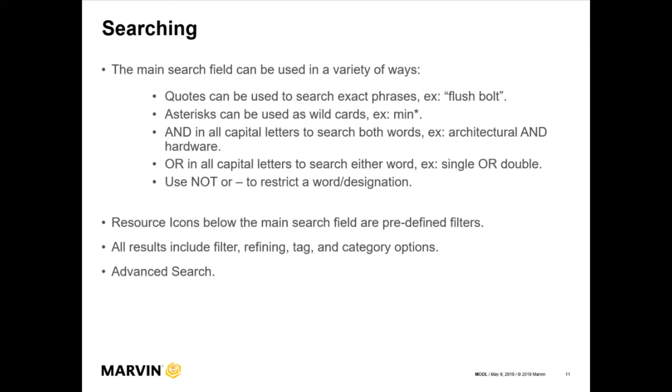The asterisk can be used as a wild card to help you increase the number of results that you're getting. Then there are capital letters and searching for both words. If you're not using the quotes, you can do something like architectural AND hardware. If you don't put it in quotes or put that extra AND word in there, you're going to get everything that says architectural and everything that says hardware. But I want architectural and hardware. So you make sure to narrow down the results to make your life easier.